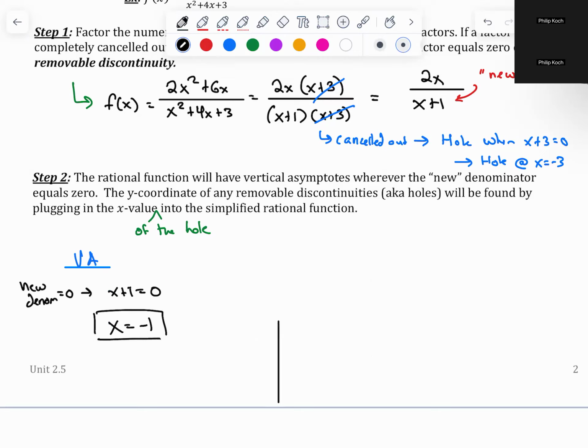I'm going to draw a graph just for a second. You don't need to copy this graph, because we'll talk about how to graph a function in just a little bit. It's got a horizontal asymptote at 2. So the curve looks like this. However, you'll see at -3, there's going to be a hole right there.